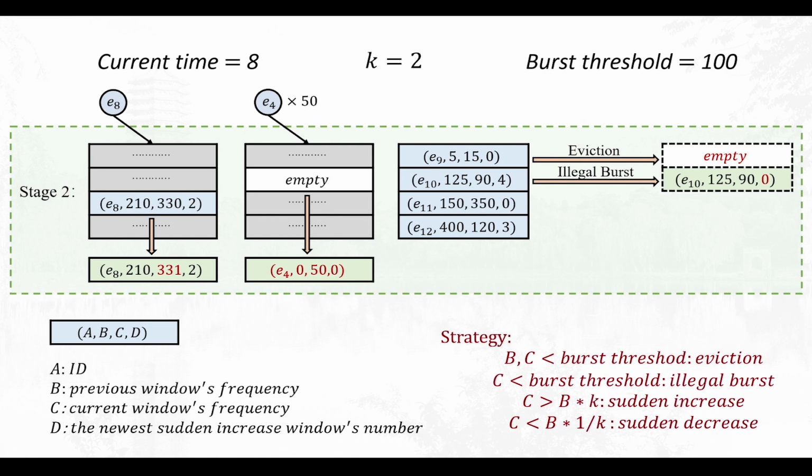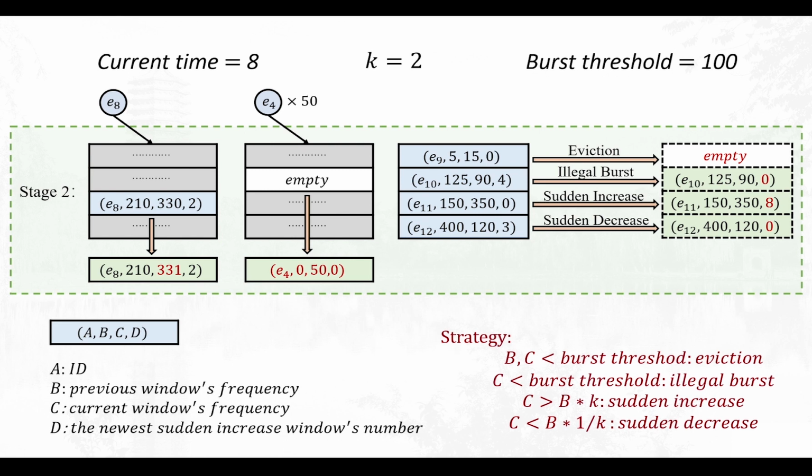Suppose the parameter k is 2, where k is related to the definition of sudden increase and sudden decrease. For E11, we find that its frequency in the current window is 2 times larger than the previous window, so we know a sudden increase happened. To record the sudden increase, we record the current window's number to its newest sudden increase window's number. In this example, the number is 8.